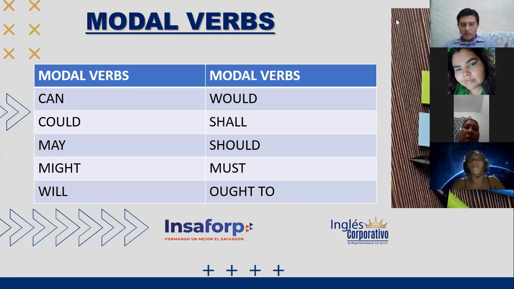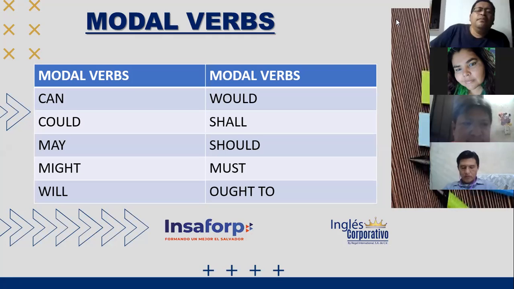Can, could, may, might, will, shall, should, must, ought to. Okay, Basilia. Remember, we do not pronounce the letter L. So we say should, would. Do not pronounce the letter L. We only say should, making a D sound at the end. Should. Something like that. The same as could, the same as would, should.